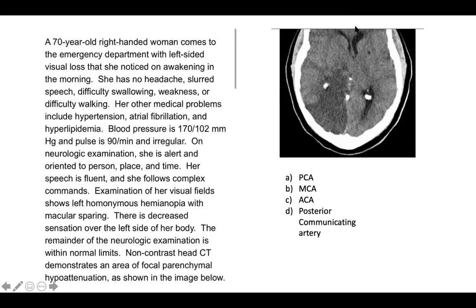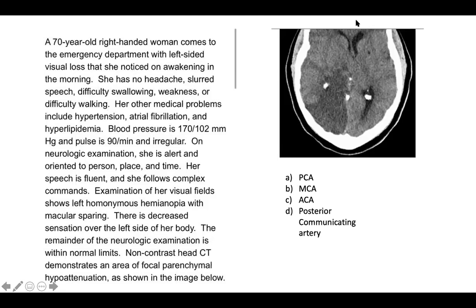A, PCA. So to analyze the scenario, basically she is someone who has a lot of risk factors for atherosclerosis and blood disorders, vessel disorders in general. Her only complaint is left-sided visual loss, and she has decreased sensation on the left side of the body.